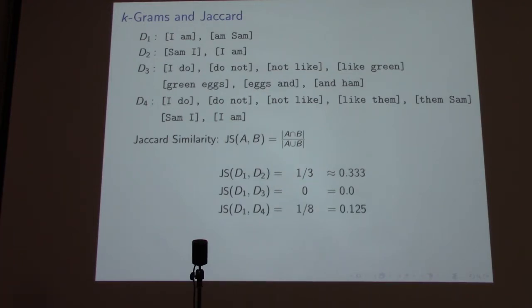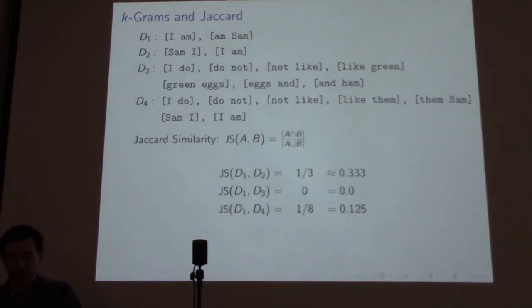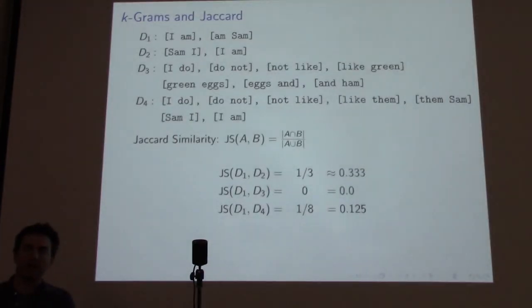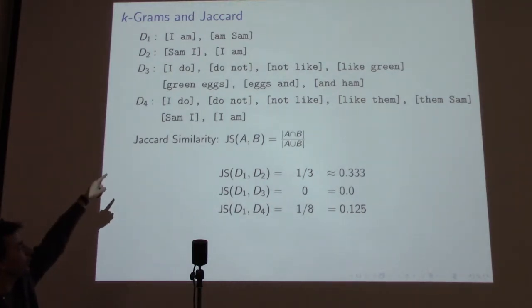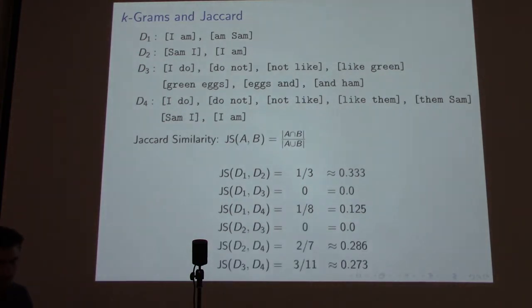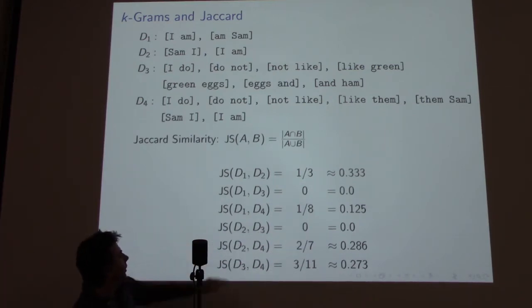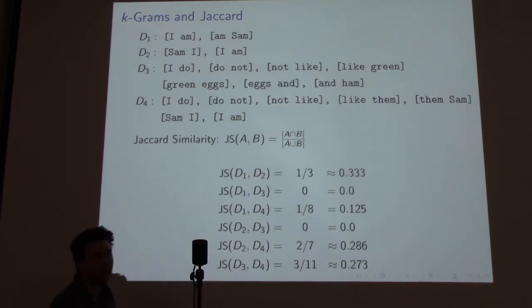Documents 1 and 4 are going to have some similarity. "I am" is in both of them, but there's a whole bunch of other stuff. Documents 1 and 2 and 1 and 4 both share one element they're the same on, but because document 4 is much longer, it's going to be much less similar to document 1 than document 2 was. So the length now adds to the denominator and makes it less similar. And the rest of them: document 2 and 3 is also 0. 2 and 4 actually has 2/7 similarity, which is not bad either.